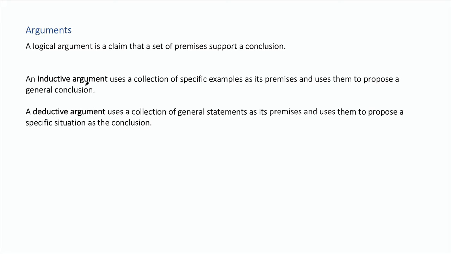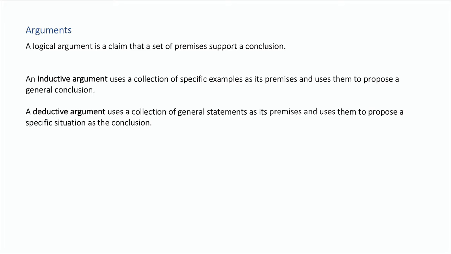An inductive argument is where we have specific examples that act as our premises, and we then try to make some general conclusion, something that's more general than those specific examples. A deductive argument goes in the opposite direction. We have a general statement or a list of general statements, and from that we want to make a specific conclusion in a specific situation.